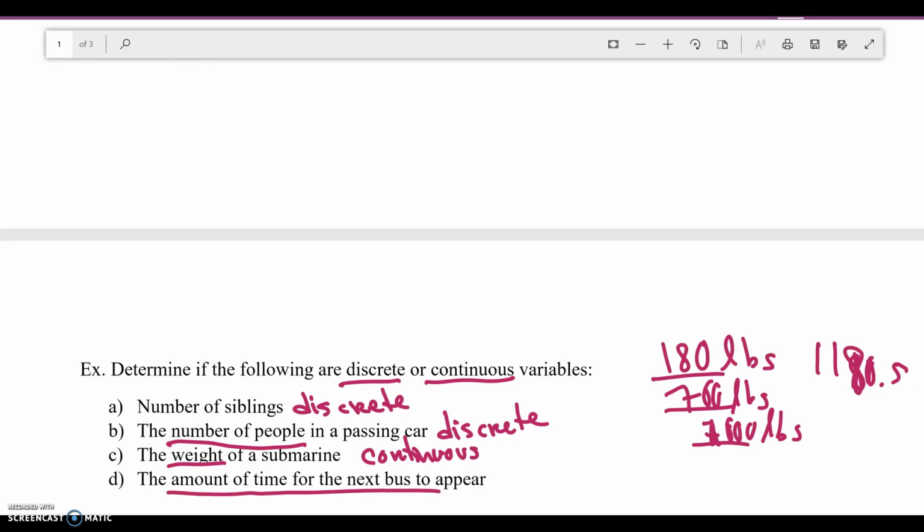The amount of time for the next bus to appear is also going to be continuous, because time itself is continuous. It's not discrete. So those are two different types of random variables, discrete and continuous. We can model all these using probability distributions, which is what we're going to do in the next video.